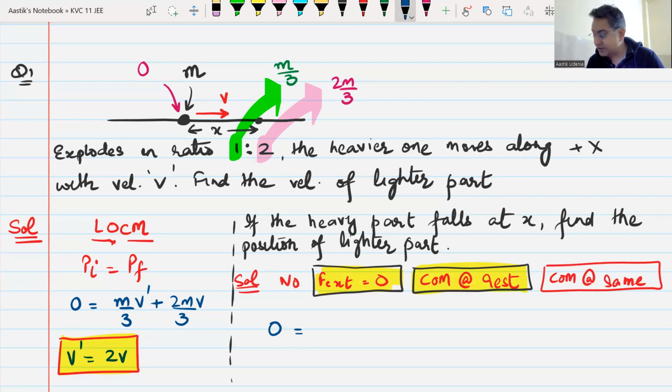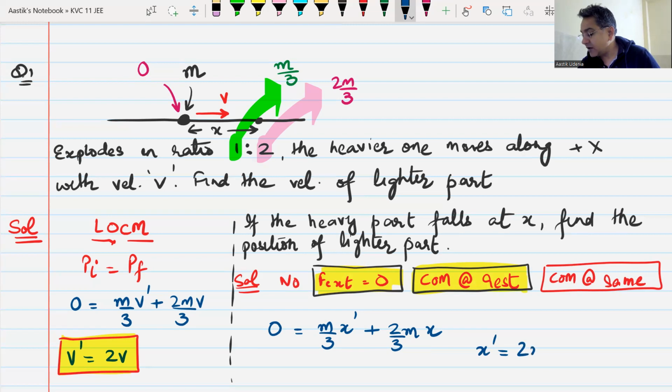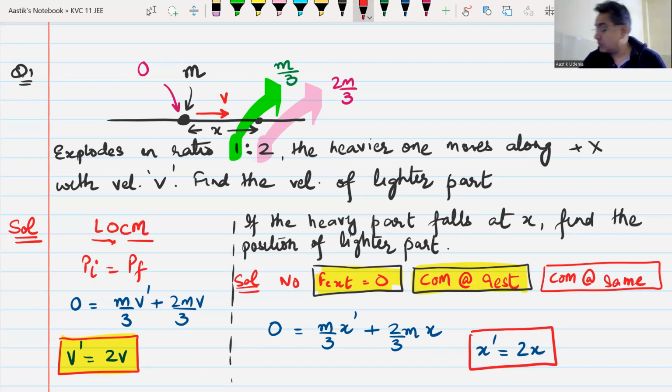It should not change. So m by 3 into x dash, plus the heavier particle 2 by 3m into x, must remain at the same position, and the same position I have called the origin. Solving this, you will get the value of x dash as 2 times x, and this is how we are supposed to solve this problem.